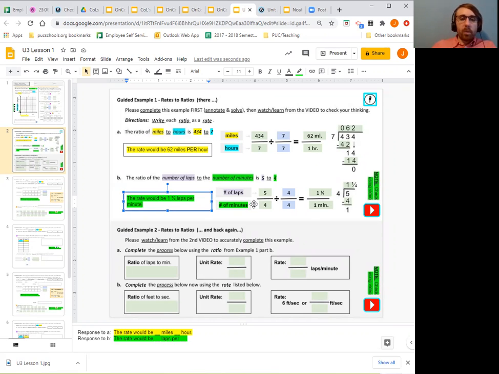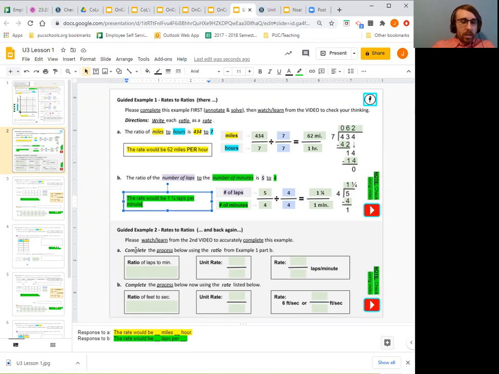So in this next part, what we're going to do is look at the process of going from ratio to rate, which we've been doing now, and then we're going to go back again. If you didn't notice the phrase, the first example was called "there, dot, dot, dot," and for the second one, it's "and back again." So we're going to look at what it looks like to go from a ratio to a rate, and what it looks like to come back the other way.